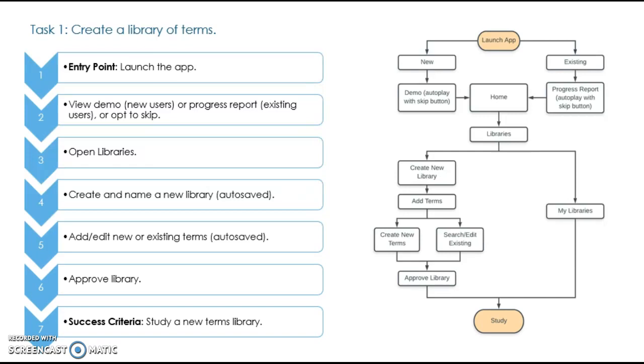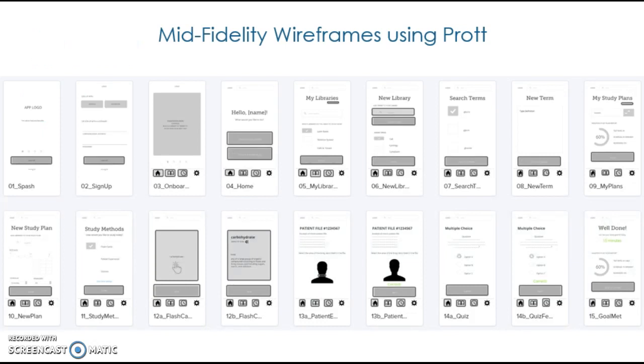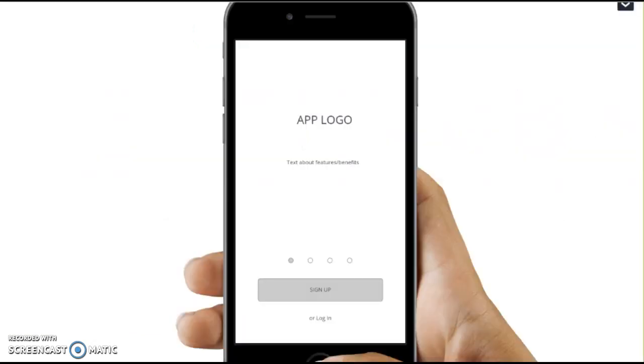So the next phase of my project, I created a task analysis and a user flow for a couple key tasks. So one was to create a library of terms, and that is shown here. And then after that, I hand sketched several iterations of low fidelity wireframes, and I used printables by SneakPeekit. Next, I used those wireframes as a reference when drawing up some mid-fidelity wireframes using a tool called Prott. I'll give you a quick tour of this prototype.